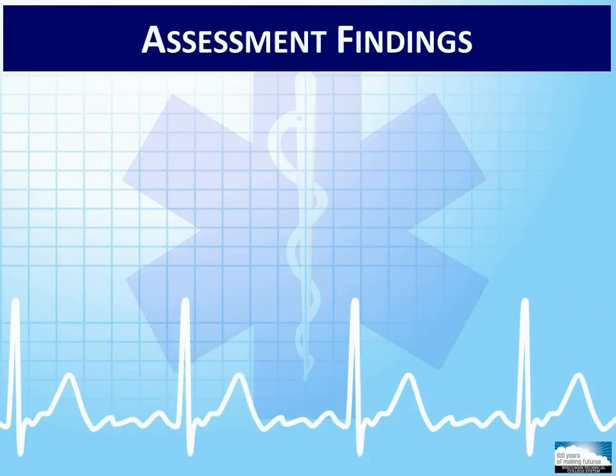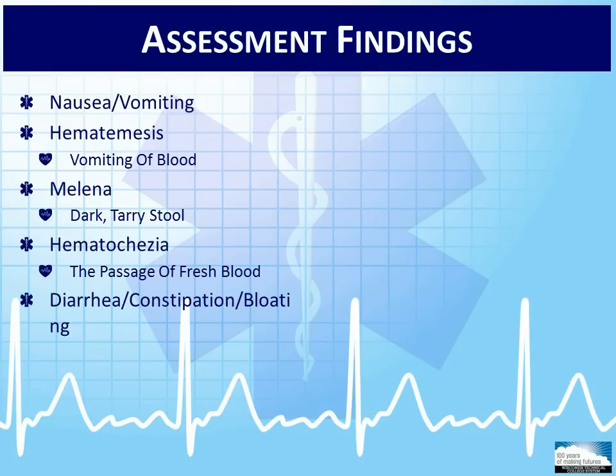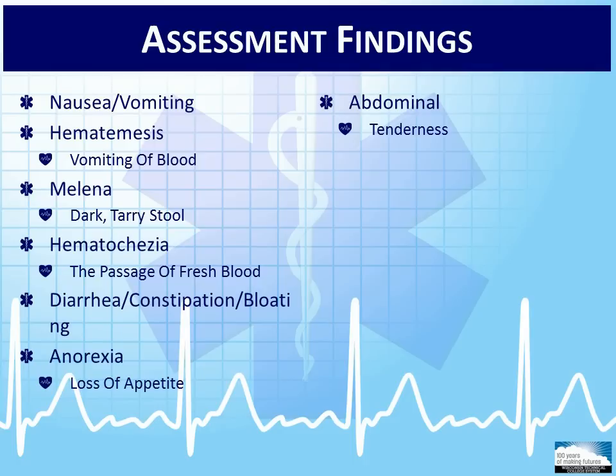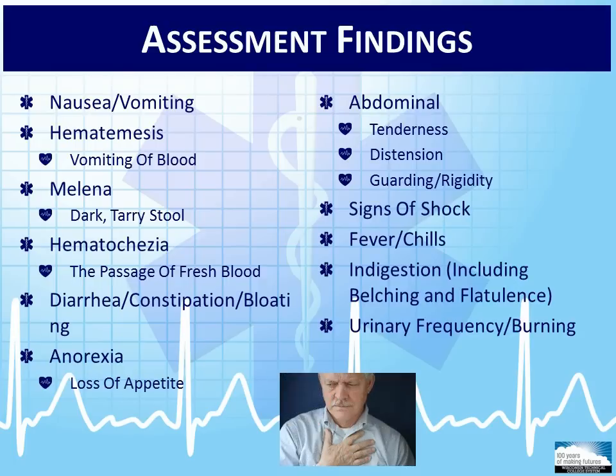Patients may also present with complaints of nausea, vomiting, hematemesis, the vomiting of blood, melena, dark tarry stools, hematochezia, the passage of fresh blood, diarrhea, constipation, bloating, anorexia, loss of appetite, abdominal tenderness, distension, guarding or rigidity, signs of shock, fever, chills, indigestion, urinary frequency or burning, and weight loss.